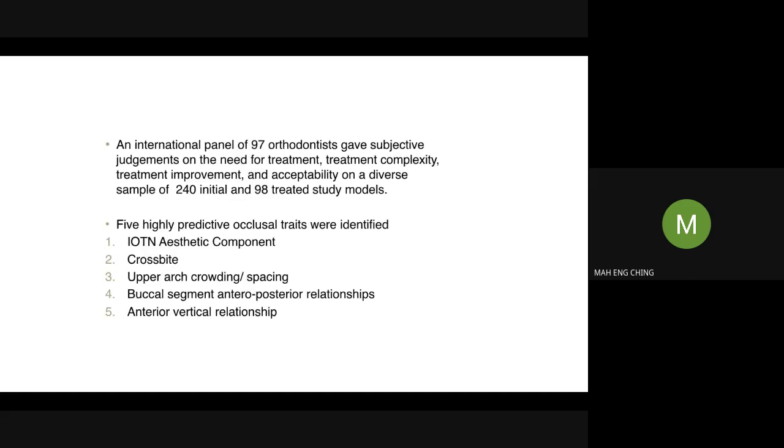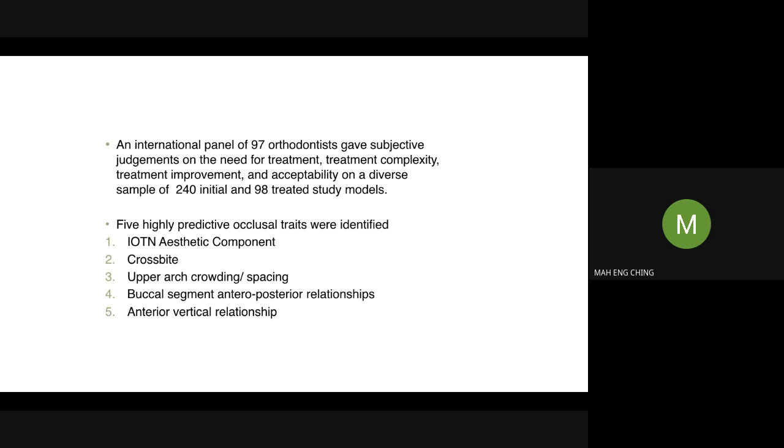So how did they come up with this index of complexity? There were 97 orthodontists who came together and graded a sample of 240 initial and 98 treated study models. So they have 240 models before the start and 98 after treatment. Based on all these models, they came out with a summary.